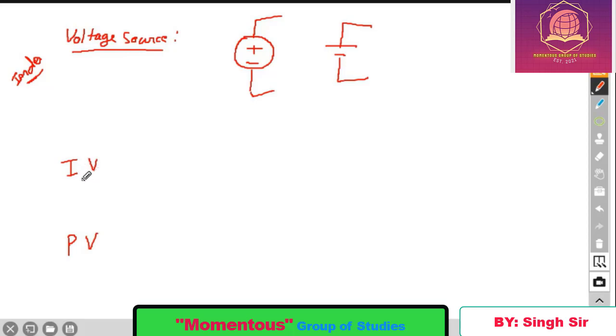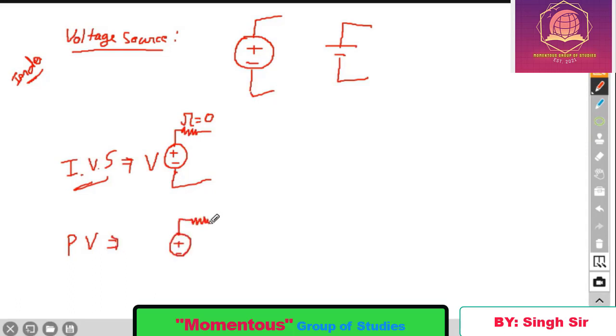In case of your ideal voltage source, there will be no internal resistance. The value of this internal resistance, small r, will be equal to 0. The internal resistance of an ideal voltage source will be 0. And in case of a practical voltage source, the internal resistance r will be greater than 0. Understood?